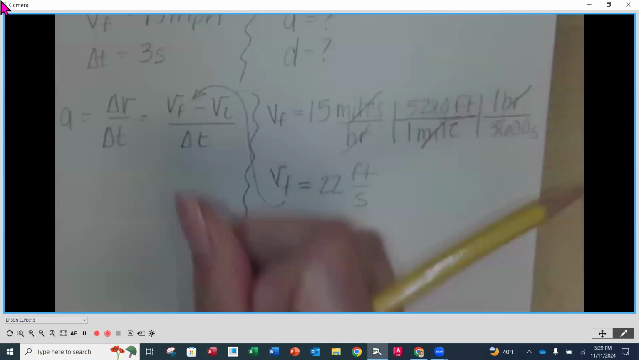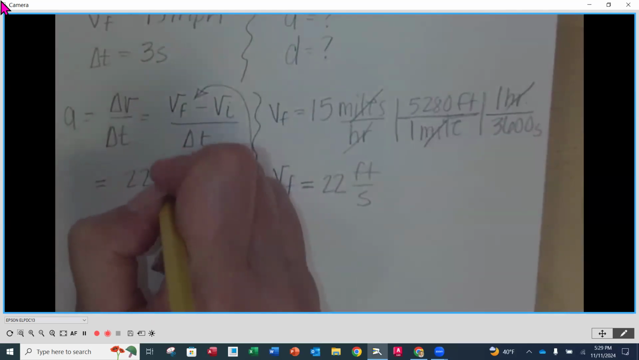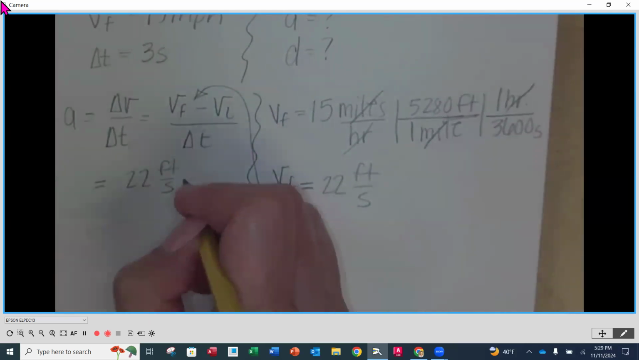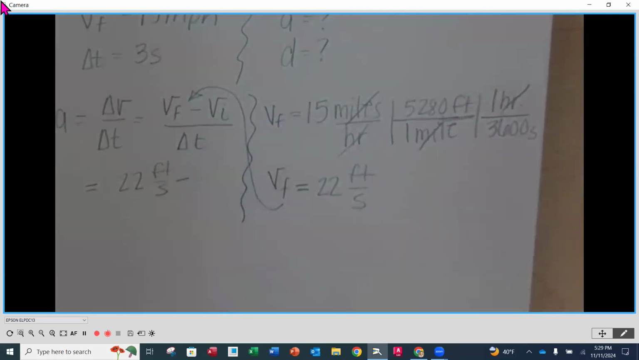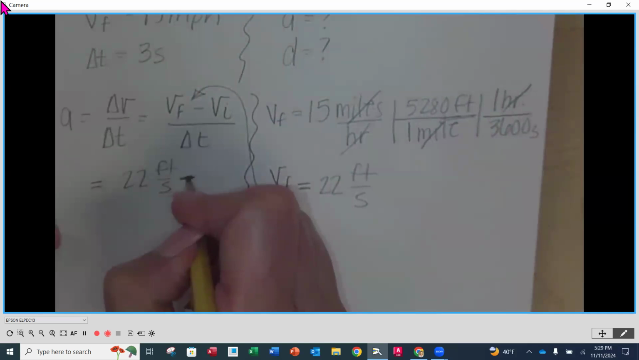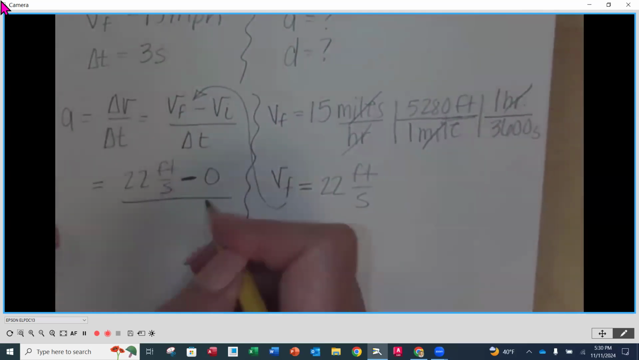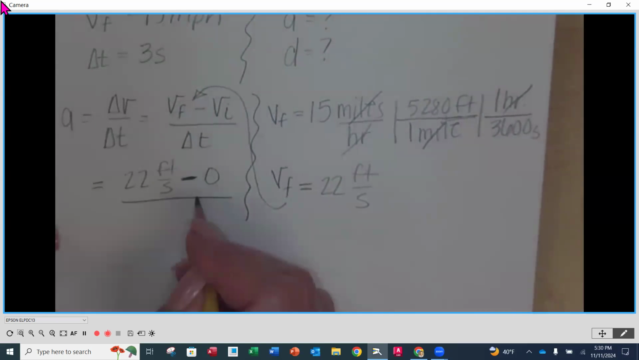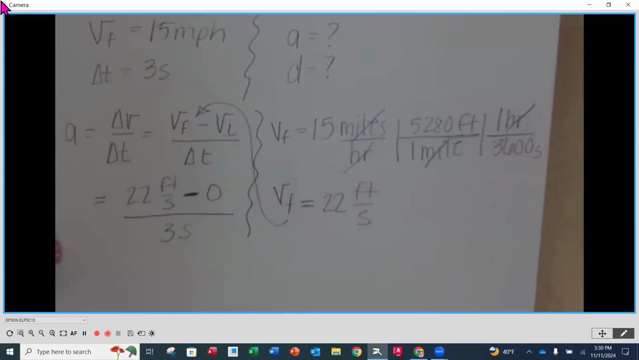So if I look at acceleration, that's going to be equal to 22 feet per second minus the initial velocity, which as we stated, because we're in an elevator, we're assuming that's 0. It doesn't say the initial velocity is 0. It doesn't even say we're starting from rest, but based on the problem, that's a good assumption to make. And then divided by the time it takes us to go from 0 to 15 miles per hour, or 0 to 22 feet per second, it's going to be 3 seconds.